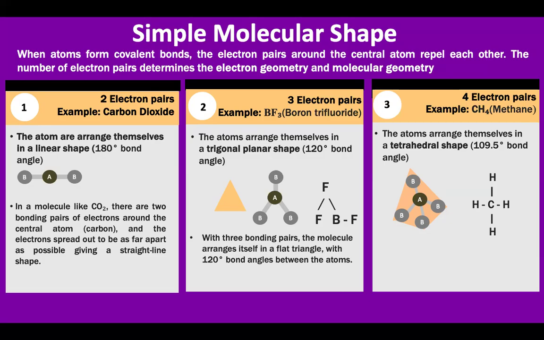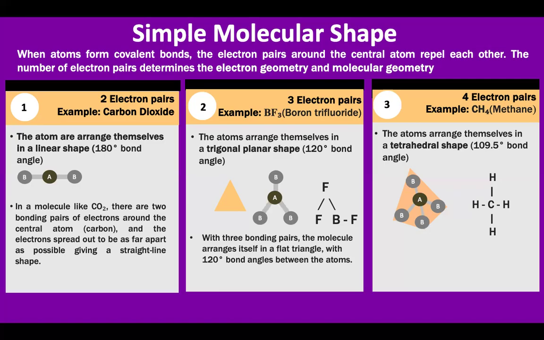For 2 electron pairs, for example carbon dioxide, the atoms arrange themselves in a linear shape, 180-degree bond angle, and in a molecule like carbon dioxide, there are 2 bond pairs of electrons around the central atom carbon, and the electrons spread out to be as far apart as possible, giving a straight line shape.